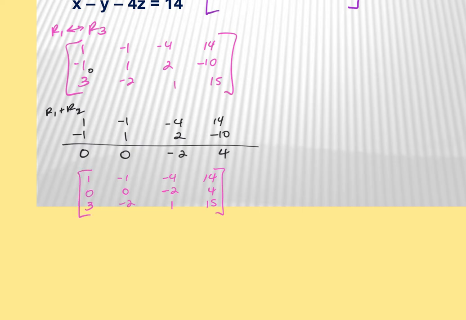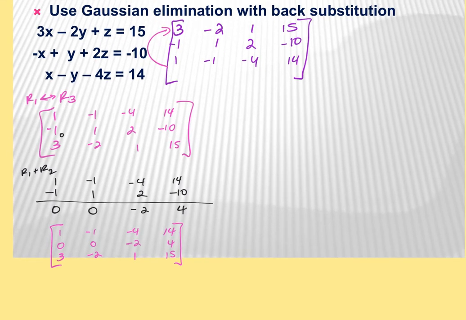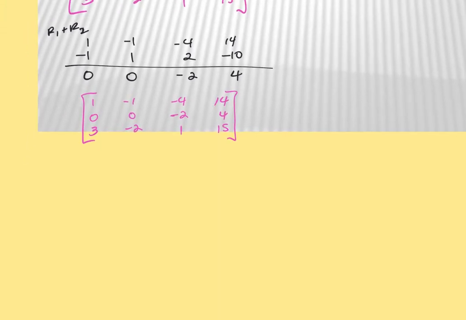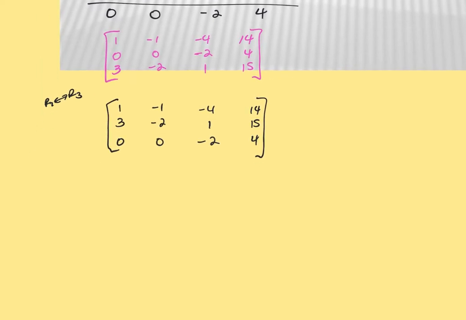So now what happened that time? I got 2 zeros. I only need 1 zero in that row. Where do I need 2 zeros? In the bottom. So what could I do with that? Switch row 2 and row 3. So 1, -1, -4, 14, 3, -2, 1, 15, 0, 0, -2, 4. Now I'm back to where I was before.